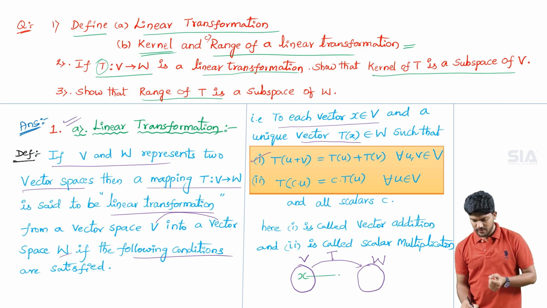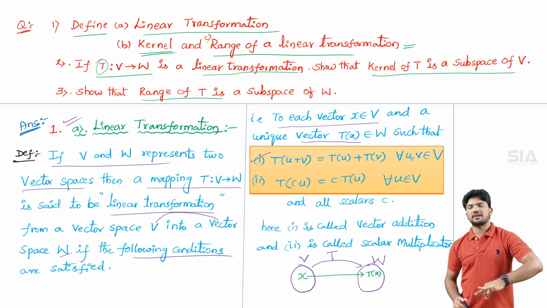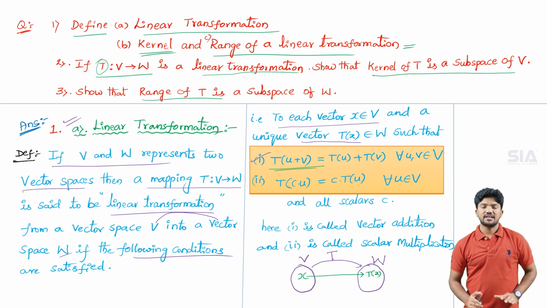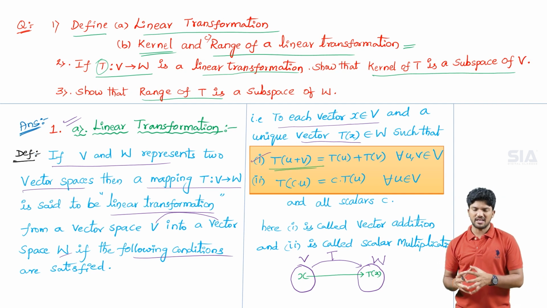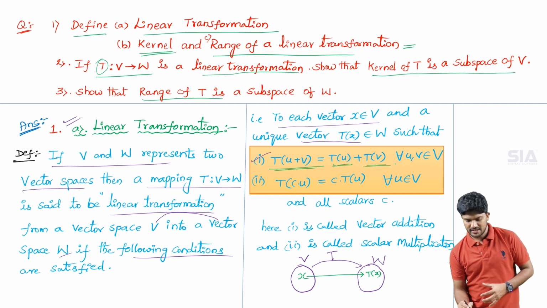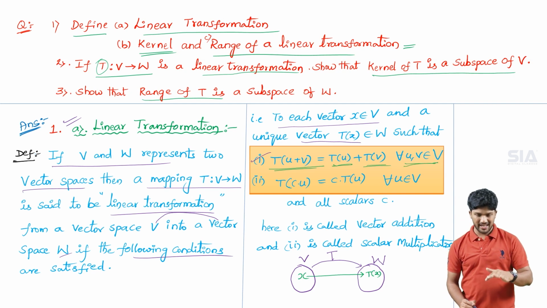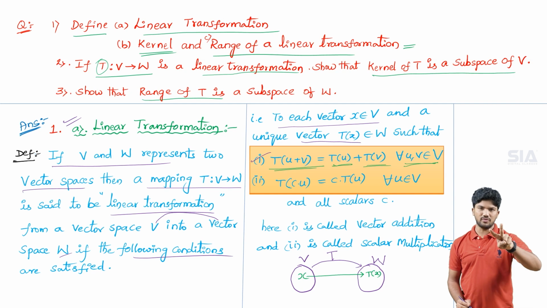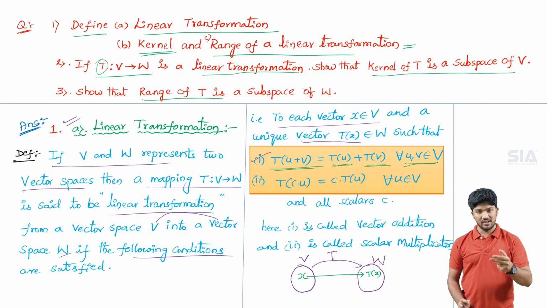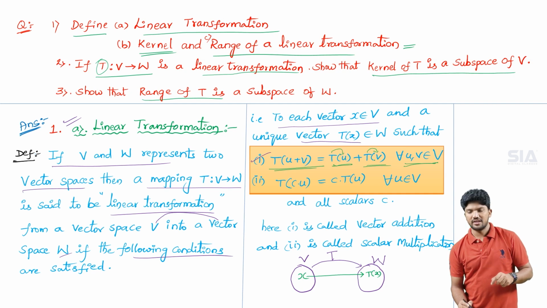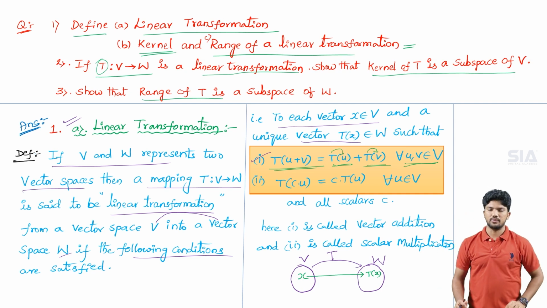For that x we have the image T of x. So x is unique, and T of x is also unique. Then we can state the first condition as T of u plus v equals T of u plus T of v for all u, v belongs to capital V. Whenever you take two vectors small u, small v in the domain, then their images T of u and T of v exist in the codomain capital W. That is the vector addition property, as we can call it.